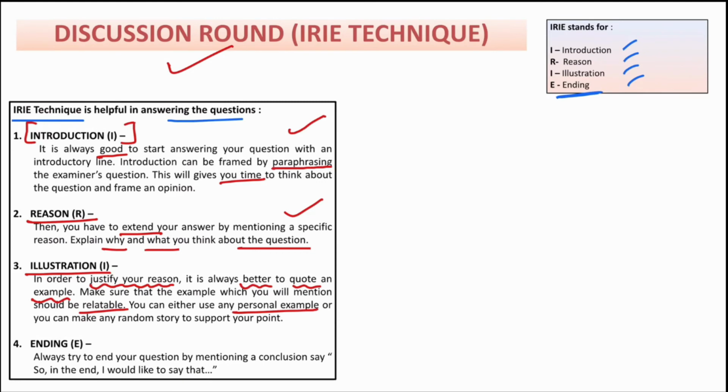You can either use your personal example. So here it is a plus point given to you that yes, personalization is allowed, unlike that of the writing module, right? So you can use any personal example if it has happened with you, or if it's going to happen in the future. And then you can make any random story as well to support your point. Now then comes the ending part, which is the most important and the crucial one.